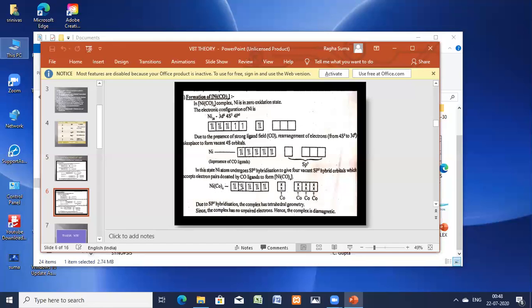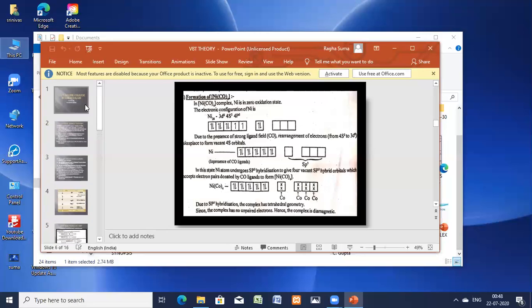In this complex, is there any lone pair of electrons? Is there any single electron? No. So all electrons are paired up. Everything is paired, so it is diamagnetic in nature. I have explained the strong field and the weak field. So these are the postulates and the applications of VBT for tetrahedral complexes.